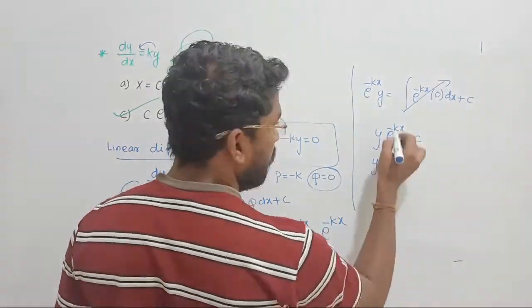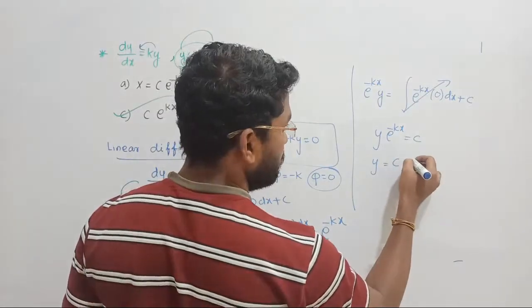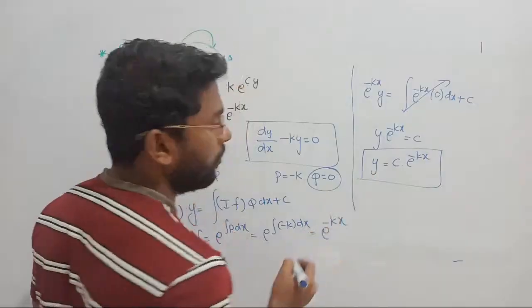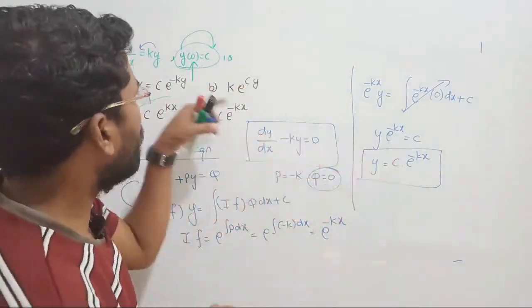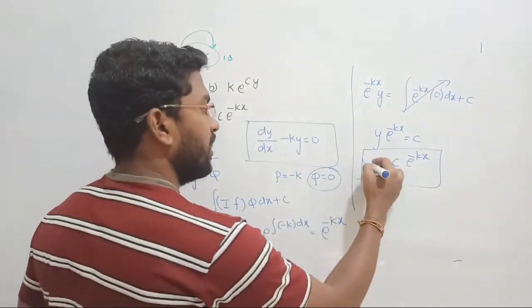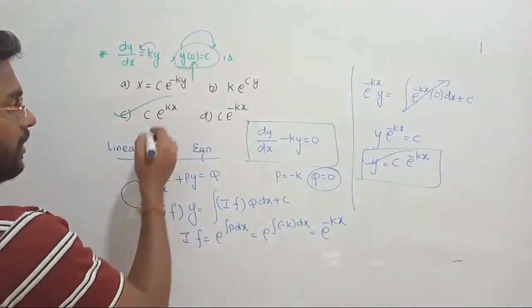If you pass this e power minus kx to the right side, it will become c into e power minus kx. Anyway, directly our arbitrary constant we take as c. They also gave some condition and proved it as c. If you substitute this, c will come again. Because the correct answer is what? E power minus kx. Right?